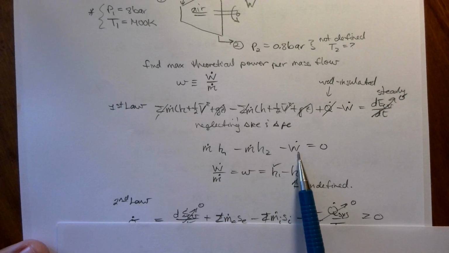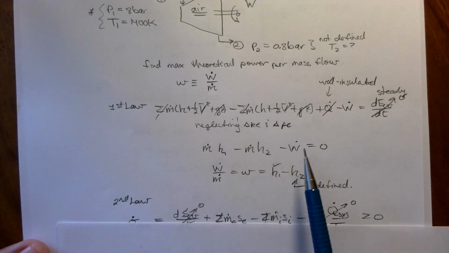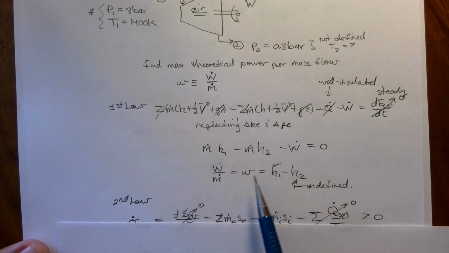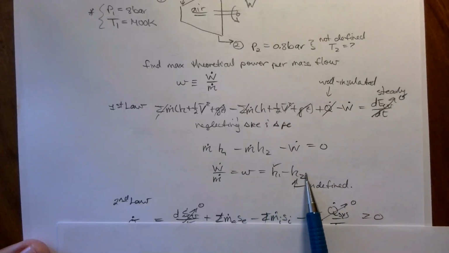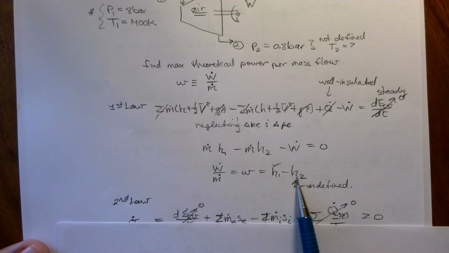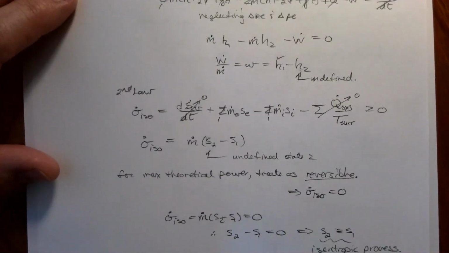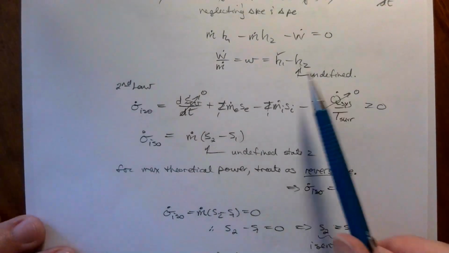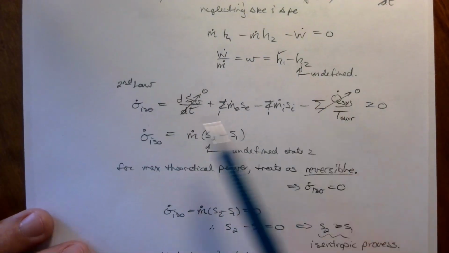Solve this for W dot over M dot. So little w is just the change in enthalpy. State 1 is defined. For state 2, we need a T2, and we'll use the second law to force the process to be reversible to get the maximum power. That'll define our state 2.